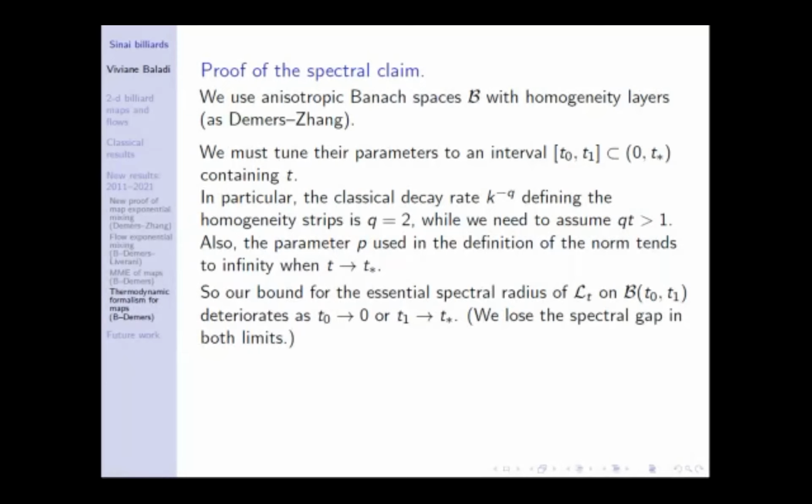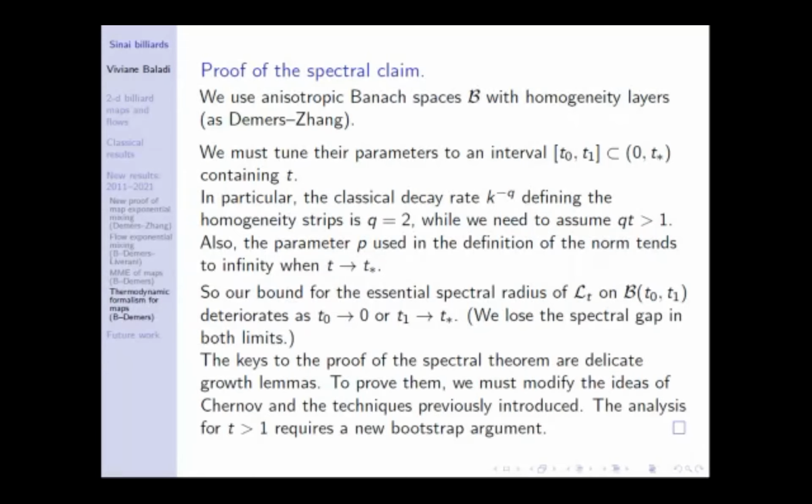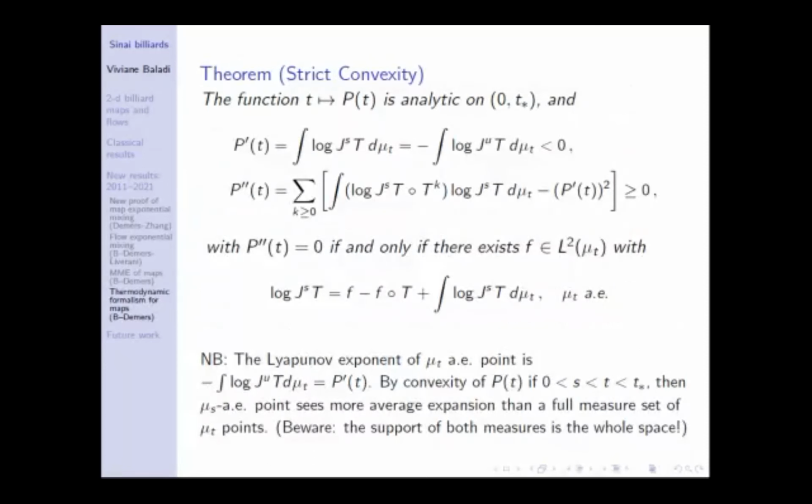There are a lot of parameters and you have to tune the parameters when you go very close to 0, very close to T star, and then you lose this control of the spectral gap. Of course, I'm not claiming that this is the only possible norm, and maybe some more clever person can do better, but we cannot keep the spectral gap when t goes to 0, t goes to t star. Okay, so just to say that it's more complicated.